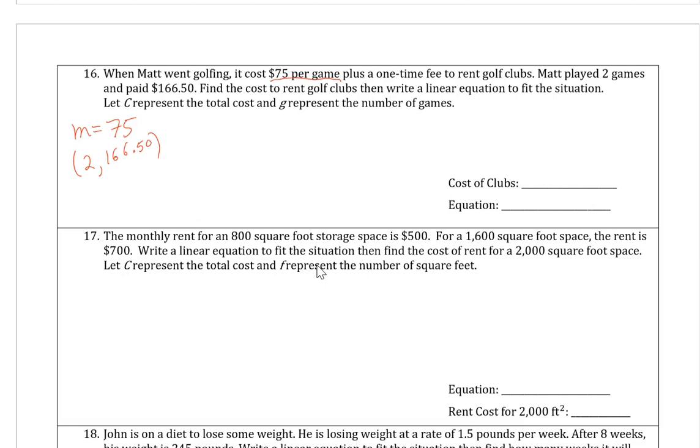Now, if we think back, this was a perfect scenario to use point slope. So here we're saying C is the cost and G is the number of games. So I'm just going to call this my G and my C, or you can use X and Y, either way is fine. So this would still be X and this would still be Y, right? So if we think about that point slope, we start plugging in, right? So I've got Y minus 166.50.